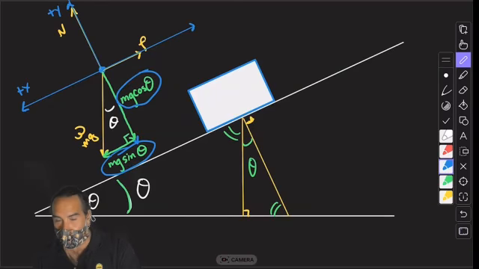For all ramps, we're going to have two important components: the component that goes down the ramp and the component that goes into the ramp. If the geometry bothers you, then commit that to memory, that these are the two components. Sine goes down the ramp, cosine goes into the ramp.